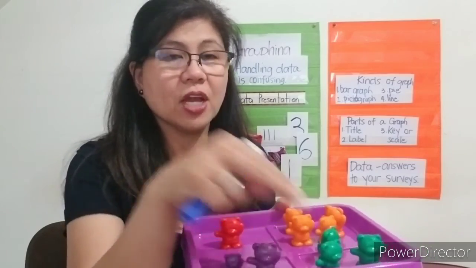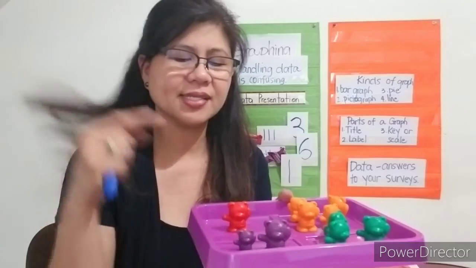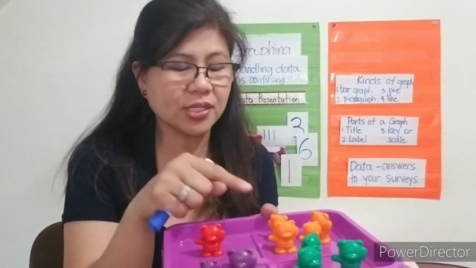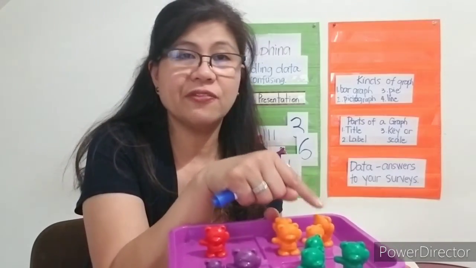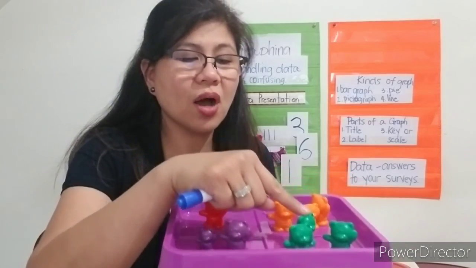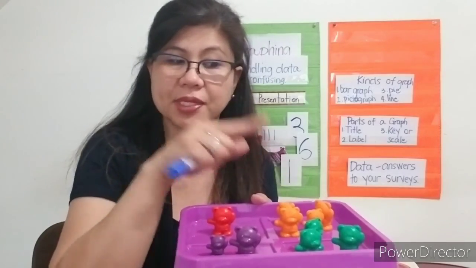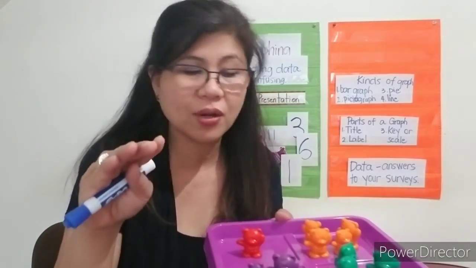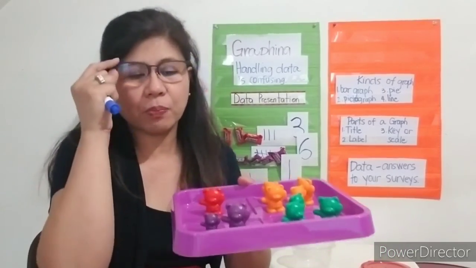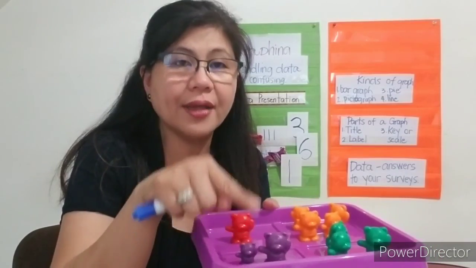Let's find the data. How many are red? Only 1. How many are orange? Only 4. How many are green? 3. How many are purple? 2. Oh, did I count right? Okay, let's count. How many are red? 1. I touch it. Let's count the orange. 1, 2, 3, 4. How many? 4. Okay, let's count the green. Help me count. 1, 2, 3. You see how I touch every bear when I count? Because if you just say 1, 2, 3, 4, you are going to get it wrong. So you touch as you count, okay? And how many purples do I have? Let's count. 1 and 2.